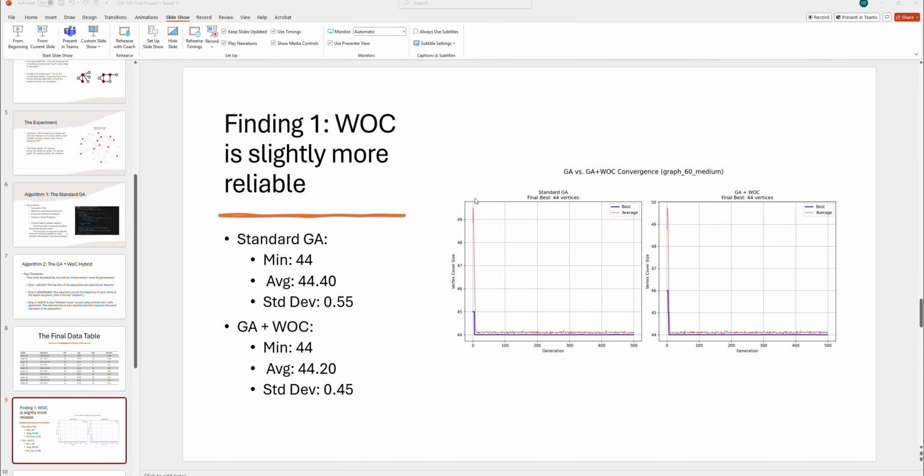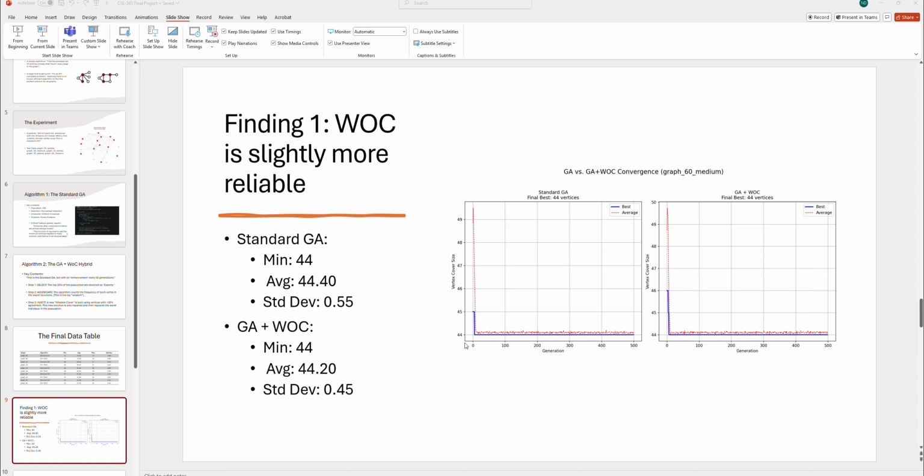My first major finding is what I expected. The wisdom of crowd hybrid is more reliable. This is not to say that it was way better than the standard genetic algorithm. It just means that it was more reliable in some cases. If you can see, they yield pretty similar results, so it's not way better. But for the sake of the project, the wisdom of crowd is more reliable, and so it's for our conclusion. Let's look at the data for graph 60, our largest and most complex problem.